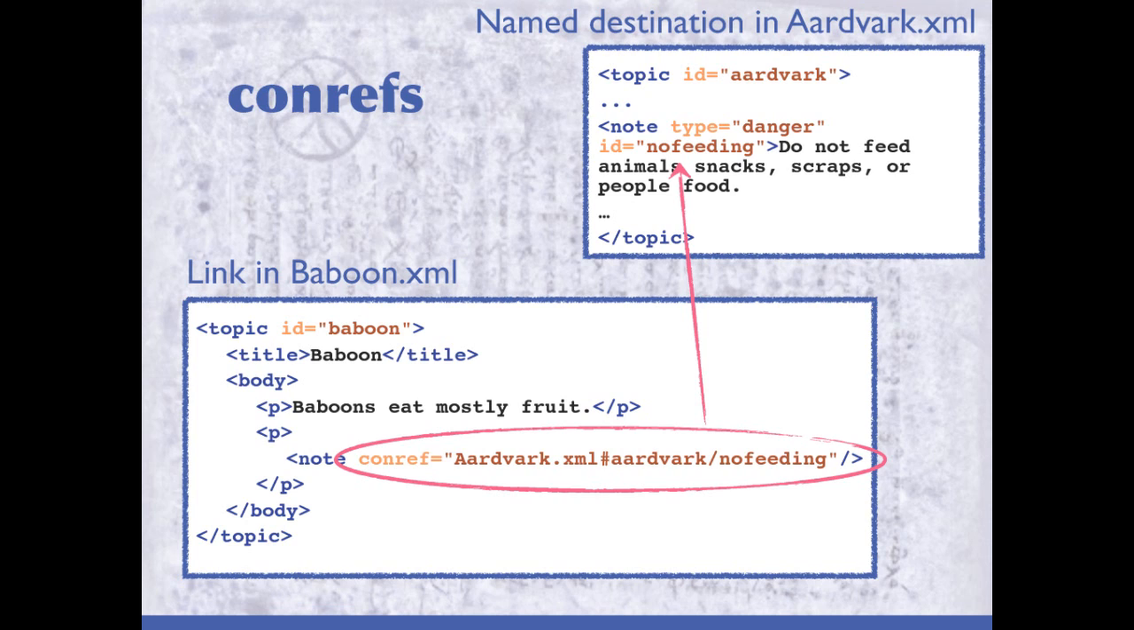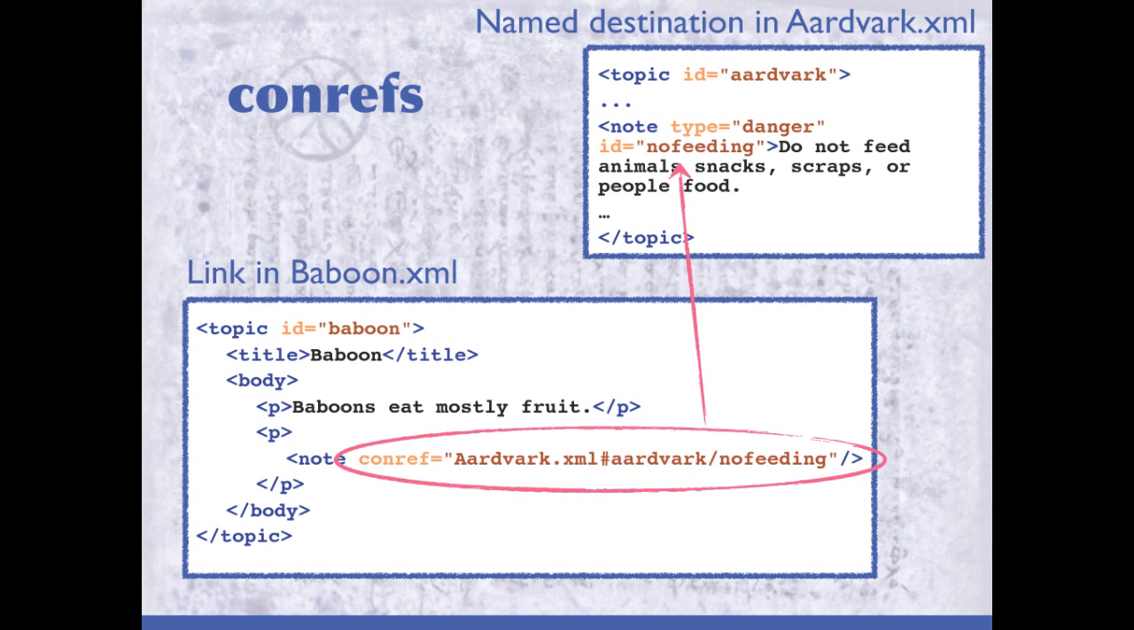What the important thing is, conrefs allow you to reference content from other locations and reuse it, which means you define it one time. For standard notes or standard warnings that are used in lots of places, this is potentially quite useful.